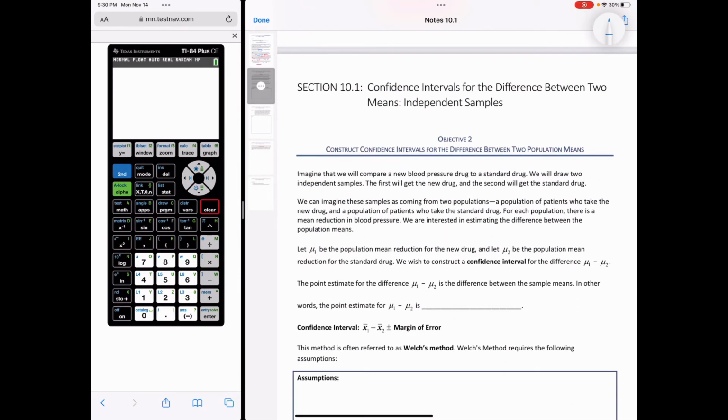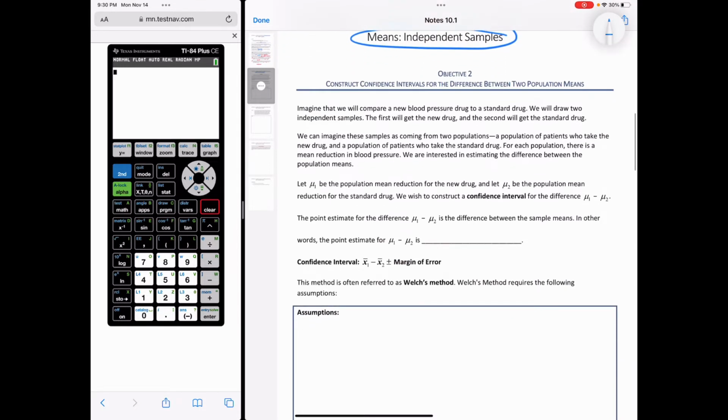Now, what I want to do first for this lesson is we're going to construct confidence intervals for the difference between the two population means. And like I said at the beginning, we're going to focus on the independent samples. Now, it says, imagine that we will compare a new blood pressure drug to a standard drug. We will draw two independent samples. The first will get the new drug and the second will get the standard.